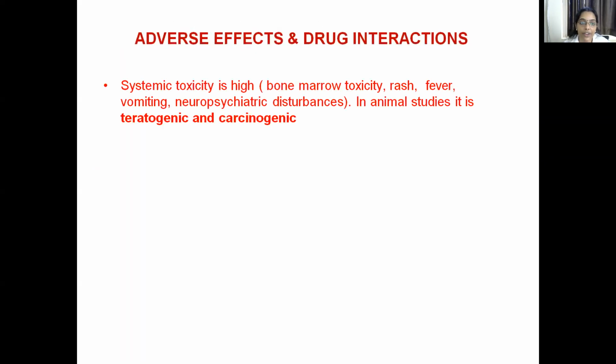Adverse effects and drug interactions: serious toxicity is high. There is bone marrow suppression, so there will be anemia, neutropenia and thrombocytopenia; all the blood counts go down. It also causes rash, fever, vomiting and neuropsychiatric disturbances. But the most important toxicity is bone marrow toxicity, that is, bone marrow suppression.